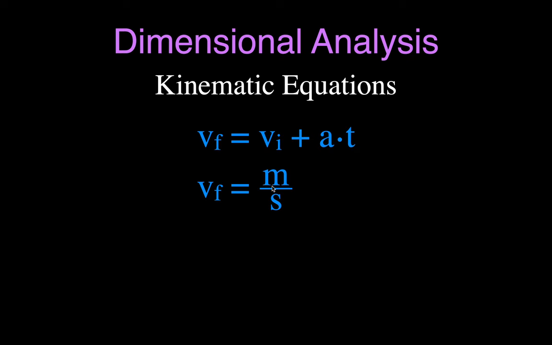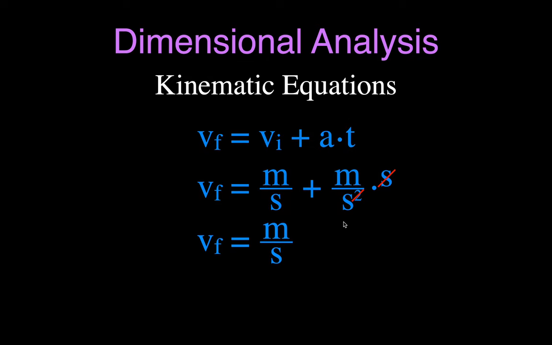Well, the initial velocity is meters per second. And then we multiply that times the acceleration, which has units of meters per second squared, as we said, and the time is in seconds. Then you can see that one of these seconds is going to cancel with one of these two. And then you just get meters per second plus meters per second. Because they have like units, you can just add them up, and you get the final velocity in meters per second.